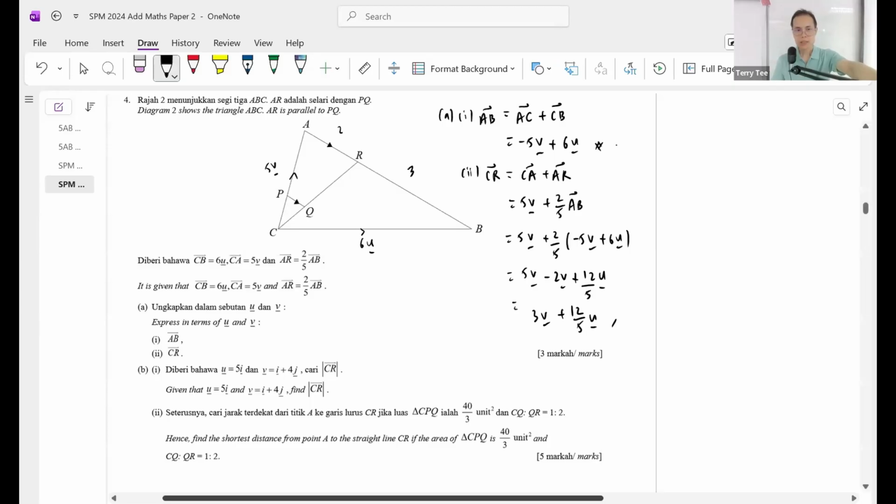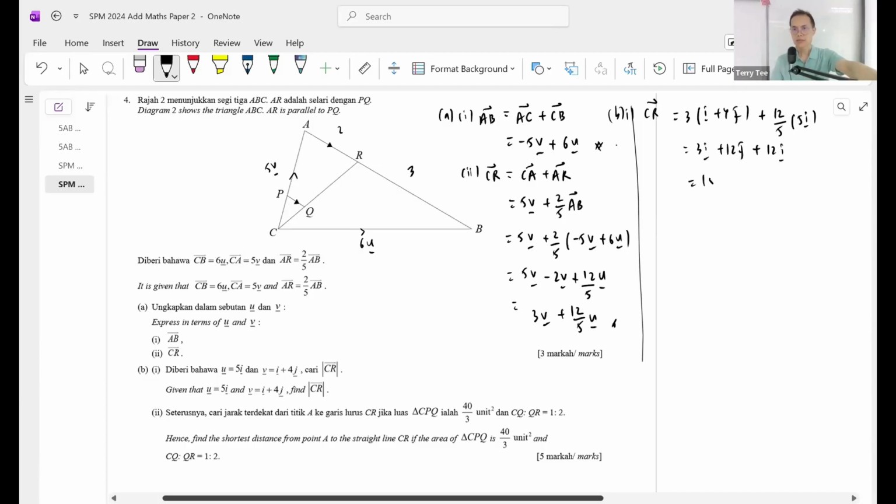AB and CR. Now, next, given that u is now 5i, v is i plus 4j, find magnitude CR. Okay, so let's work out what is CR. This is B Roman 1. You take your v, which is i plus 4j, sub inside. You take your u, which is 5i, you sub inside. This will be 3i plus 12j plus 12i. Answer 15i plus 12j.